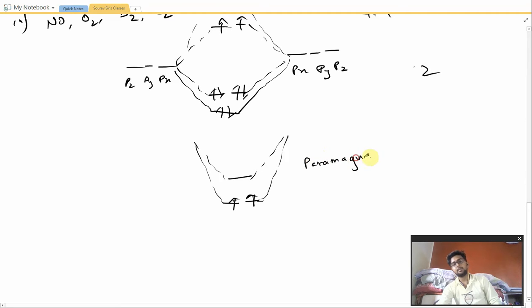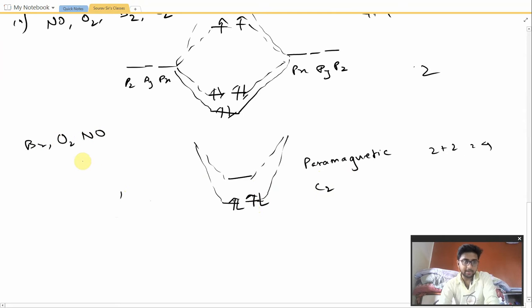Now in the case of carbon, we have 2 plus 2, 4 electrons in the system. These electrons get paired up and make the C2 system diamagnetic. So C2 is diamagnetic, and B2, O2 and NO are paramagnetic.